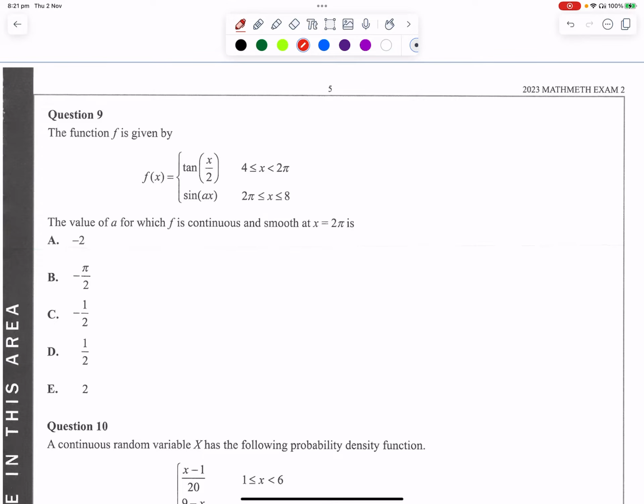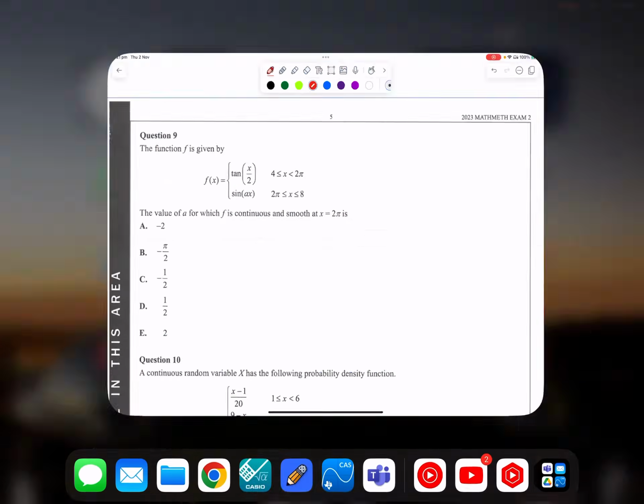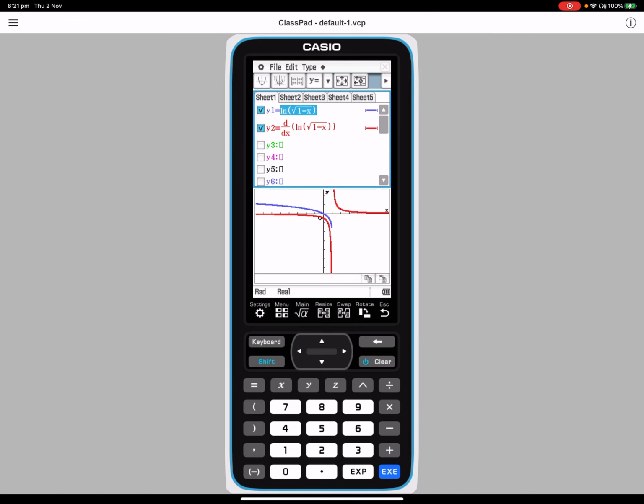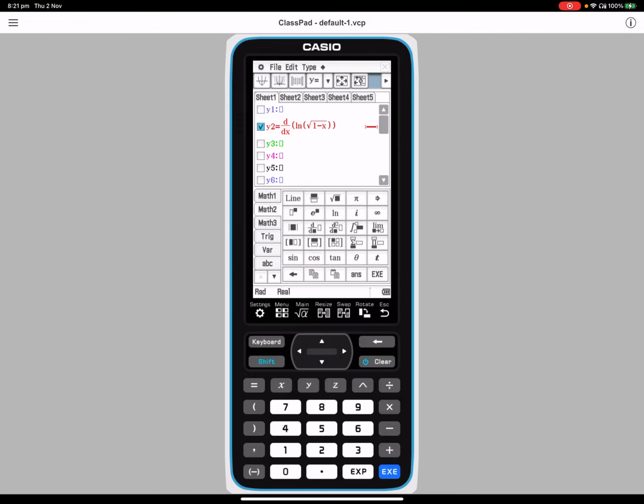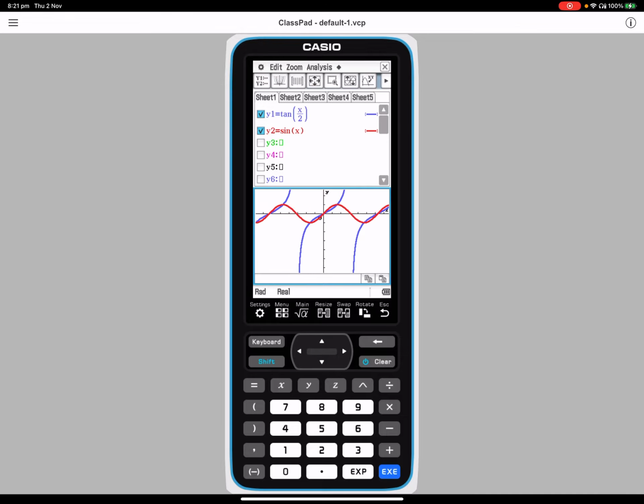Okay, a function is given by that. Tan of a value of a for which it's continuous and smooth at 2 pi. So let's just do it graphically. Tan x on 2, sine of ax. So let's just say x. Now, we want to look at 2 pi.